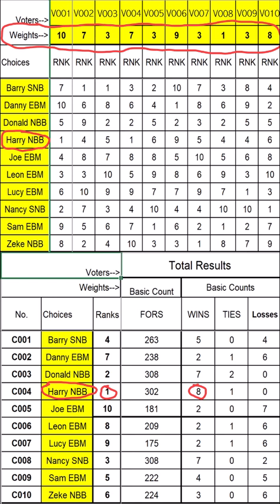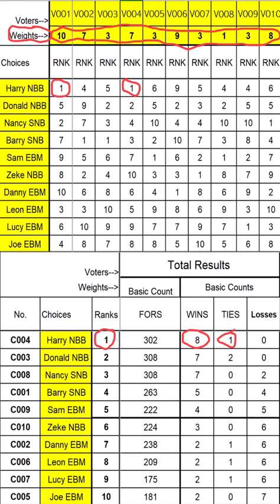PVS results. The results are sorted by ranks. Harry is ranked first out of all the directors. He has 8 wins and 1 tie. Donald is ranked second with 7 wins and 2 ties. Nancy is ranked third, with 7 wins and 0 ties.